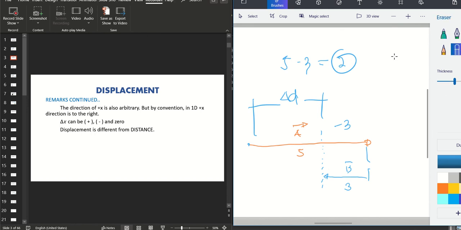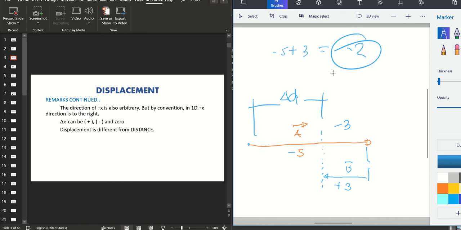What if it's the other way around, since this is arbitrary? Now when we say arbitrary, it's going to be a negative 5 since we're going to the right, and everything that goes to the left is a positive one. So it's going to be negative 5 plus 3. So that's negative 2. So it could be a positive or a negative or a zero.